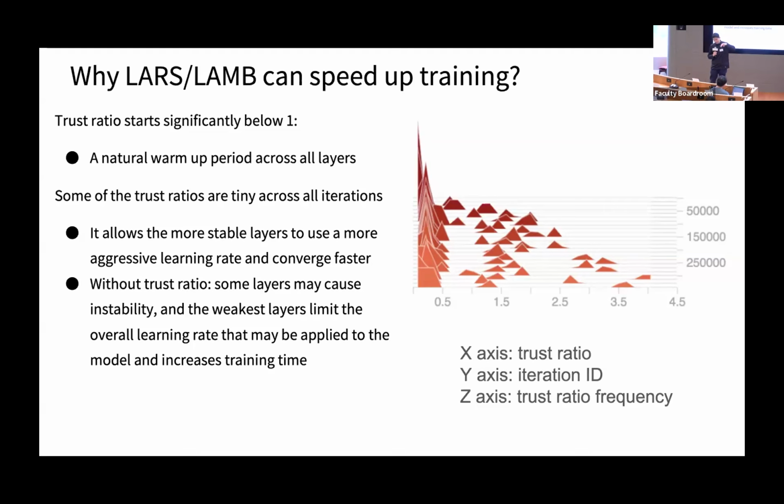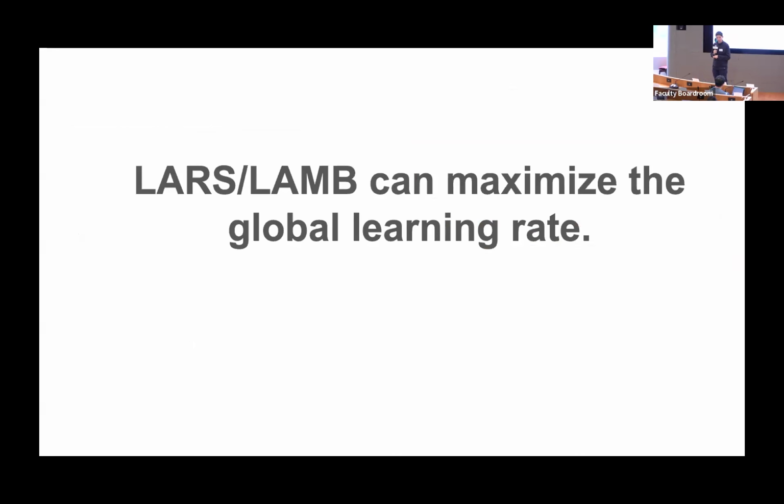And also, across all the iterations, we can see some trust ratios are tiny, and we don't know which layers are tiny and which layers are huge. That's a dynamic per-layer warm-up. You see, in each iteration, we can maximize the learning rate across all iterations without diverging. Okay, so the first takeaway is LARS and LAMB. Trust ratio techniques can maximize the global learning rate, which can make the training faster.